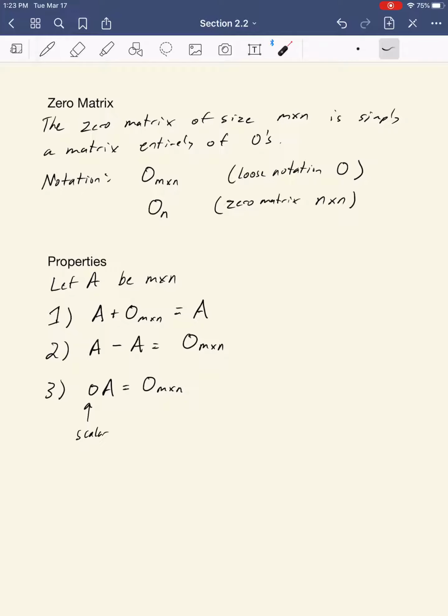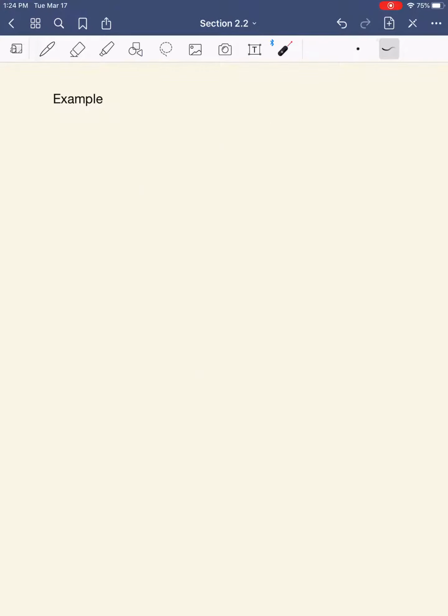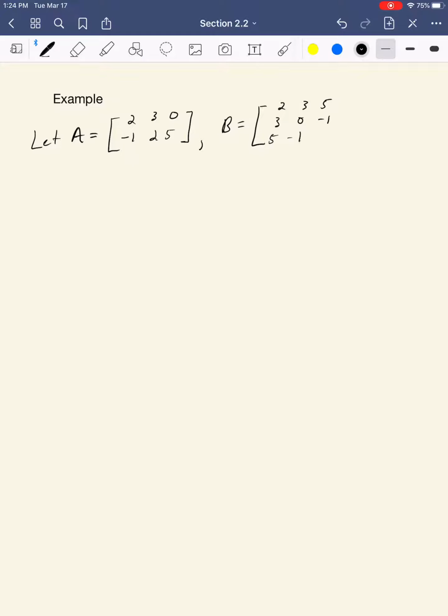Okay, let's wrap up all these basic operations by looking at a couple examples of adding, subtracting, multiplying, doing scalar multiplication, etc. with matrices. All right, for our example here, let's define a couple matrices. We're going to let A be the matrix 2, 3, 0, negative 1, 2, 5. We're going to have B be the matrix 2, 3, 5, 3, 0, negative 1, 5, negative 1, 6. And we're going to have C be the matrix 1, 4, 8, 1, 3, negative 2.